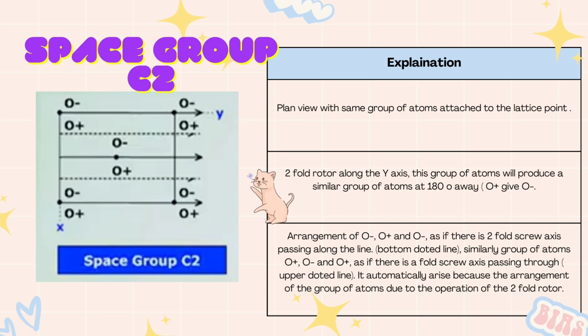The next example is the C-type lattice. It has a two-fold rotor along the y-axis. This group of atoms will produce a similar group of atoms at 180 degrees away. The O positive will give an O negative. The arrangement of O negative, O positive and O negative is as if there is a two-fold screw axis passing along the dotted line at the bottom. The group of atoms O positive, O negative and O positive is as if there is a two-fold screw axis passing through an upper dotted line.